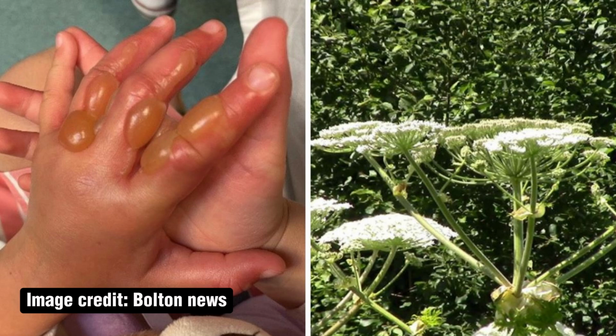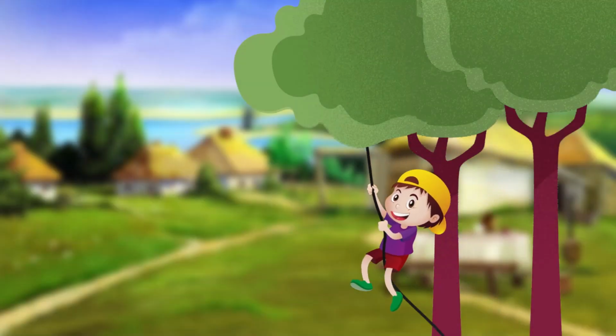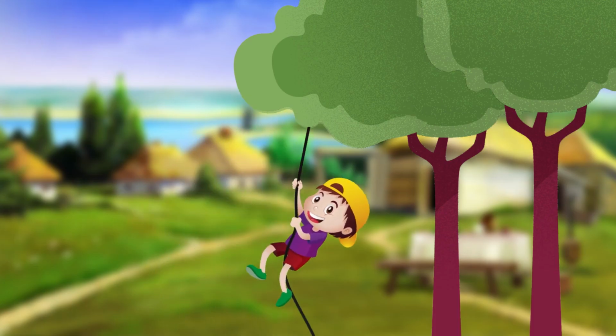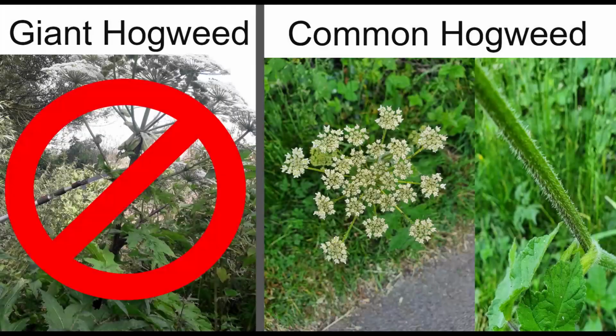So it's the giant hogweed that will cause skin burns, especially in children. Children tend to grab hold of plants and play with them and pull them apart, so they tend to get blisters, big swellings across their hands. So giant hogweed is one to avoid, but common hogweed is absolutely fine.